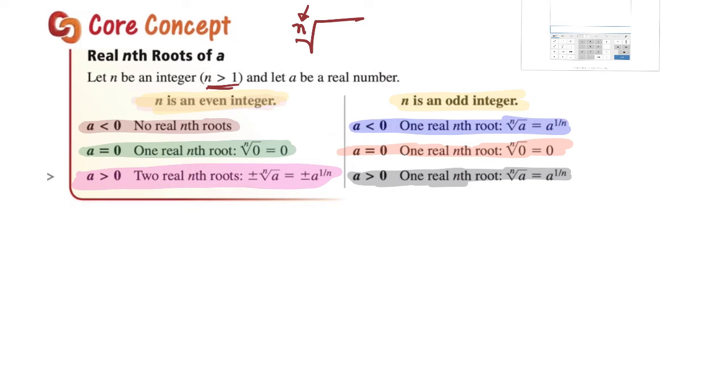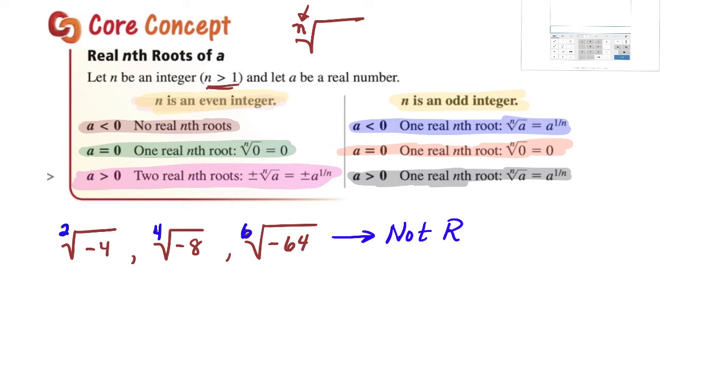Okay, and so some of these rules: we're dealing with even indexes, and if underneath the radical you have a negative number, there are no real solutions. Let me pull out some examples of what that looks like. These all are radicals with even indexes. 2 is even, 4 is even, 6 is even. Because we're doing the even root of a negative number, all of these are not real. That means we'd have to use the imaginary number i to try to evaluate them. For right now, we're just going to go with not real.